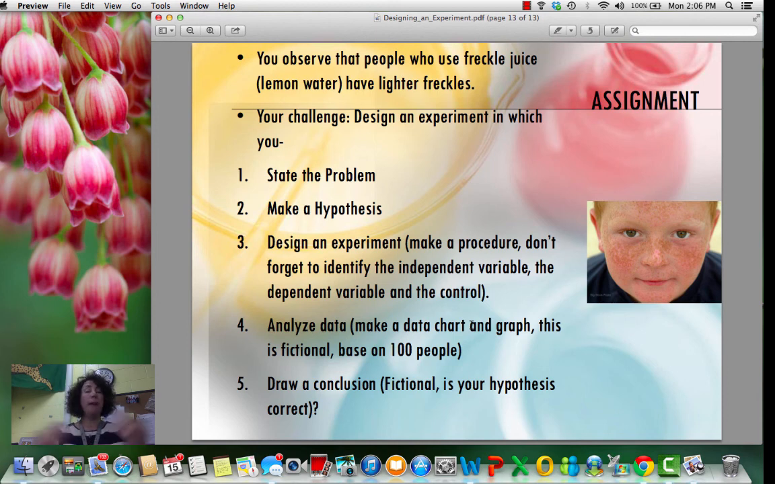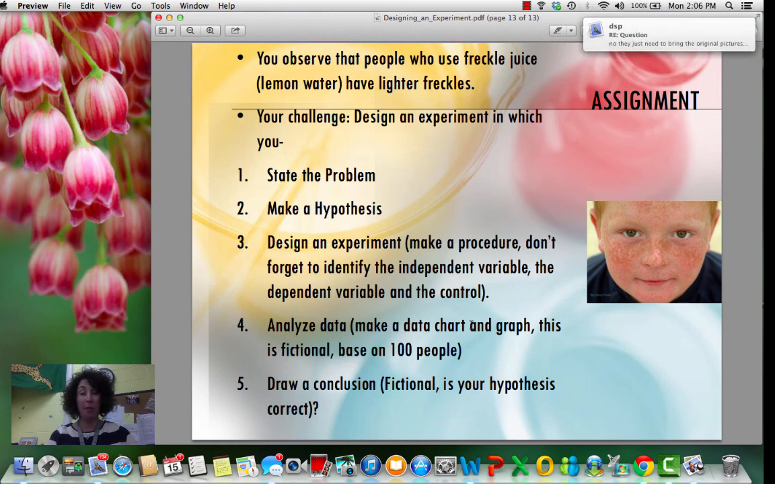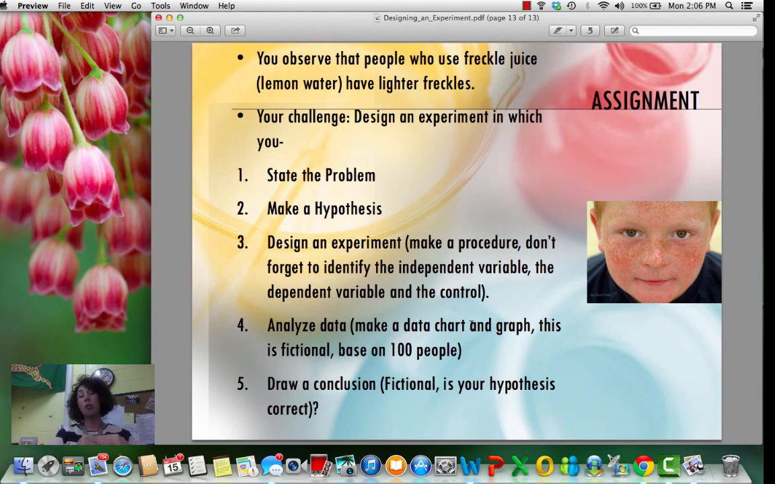We're going to make up some data. You're not actually going to test freckle juice on anyone, but you are going to analyze that data, and then you are going to draw conclusions. This is fictional, okay? We're making this up. So does your data support your hypothesis, or does it not support your hypothesis?